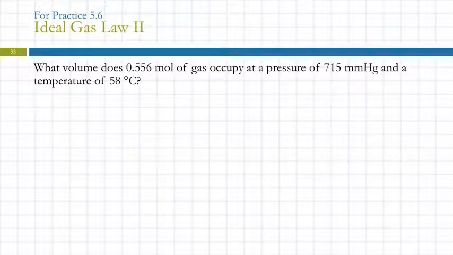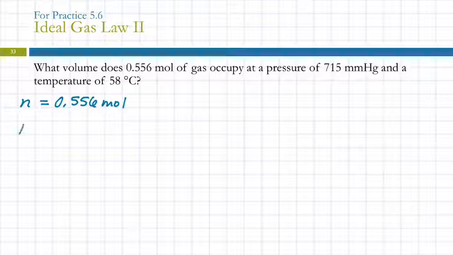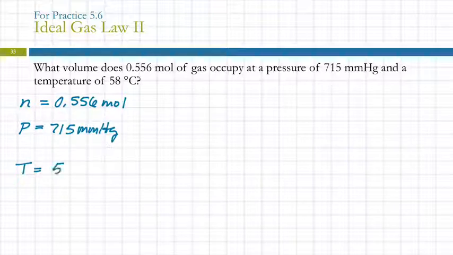Let's do another one. What volume does 0.556 moles of gas occupy at a pressure of 715 millimeters mercury and a temperature of 58 degrees Celsius? Well, let's collect numbers and identify them. So we've got 0.556 moles of a gas. The amount of gas in moles is called n. The pressure equals 715 millimeters of mercury. The temperature equals 58 degrees Celsius.